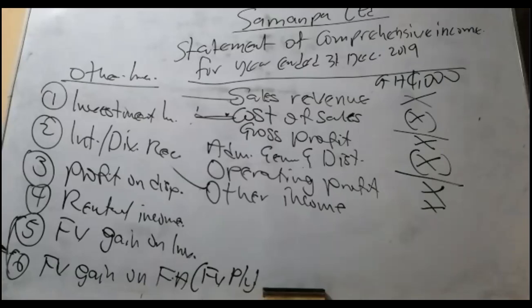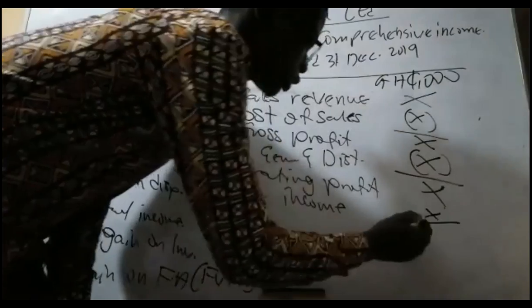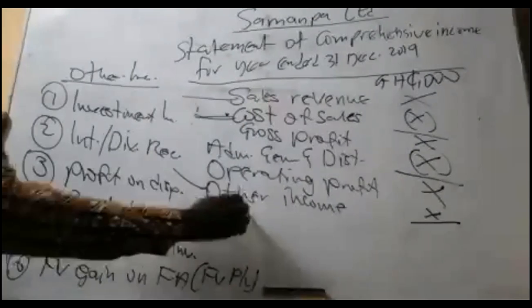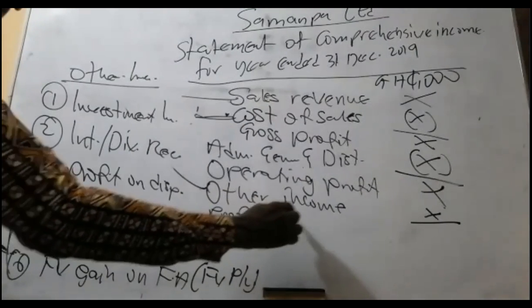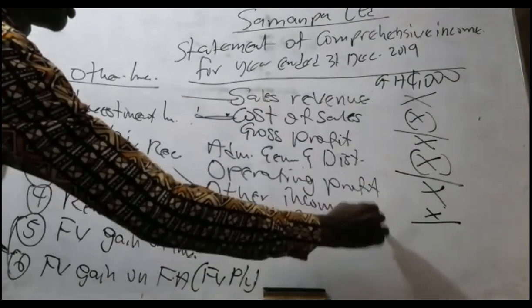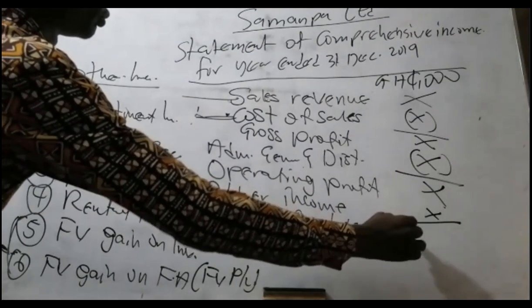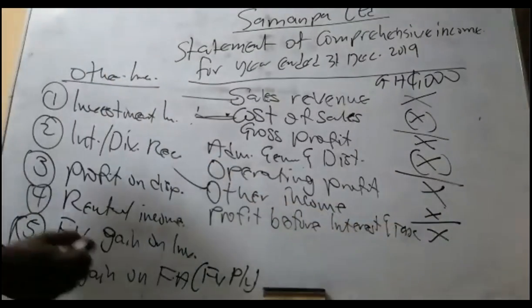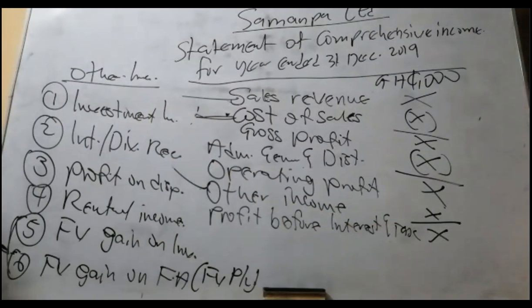So you add the other income. Then after adding the other income, you get what you call profit before interest and tax. So profit before interest and tax. Good. Profit before interest and tax.